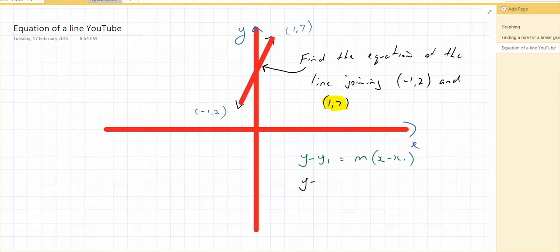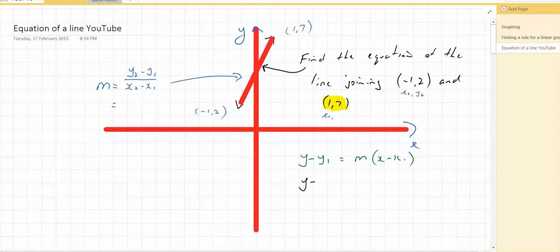So before I do anything else, I need to find out what my gradient is of this line. So let's do that now. My gradient, or m, is equal to y2 minus y1, so I subtract my y coordinates and I subtract my x coordinates and I divide. If I call this x2 and this y2, this is the point x1, y1, that identifies my points. y2 minus y1 is 2 minus 7, and x2 minus x1 is minus 1 minus 1, which is minus 5 over minus 2, which is 5 over 2. That is my gradient, 5 over 2.